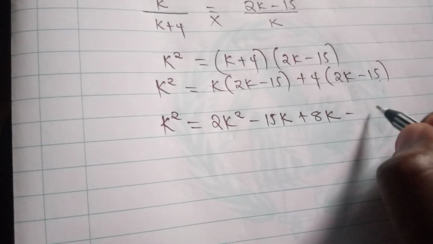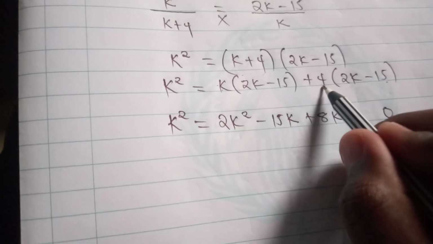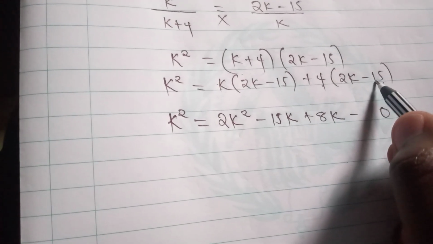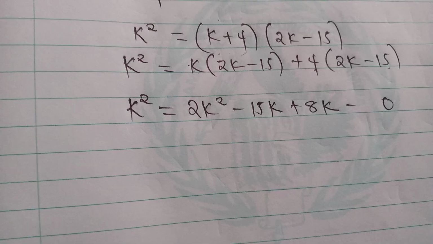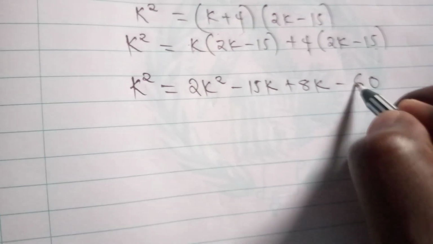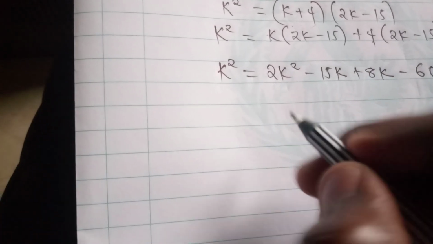So 4 times 5, that is 20. You write 0, carry 2. 4 times 1 is 4, plus 2, so that is 6, meaning 60. So from there, what you're going to do is collect like terms.